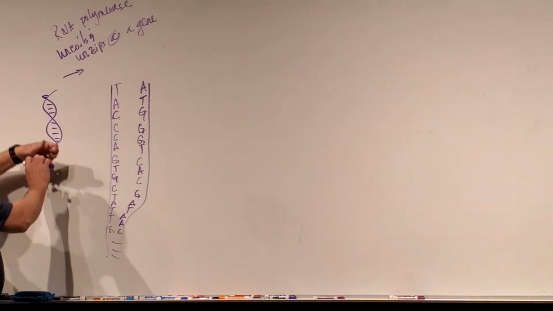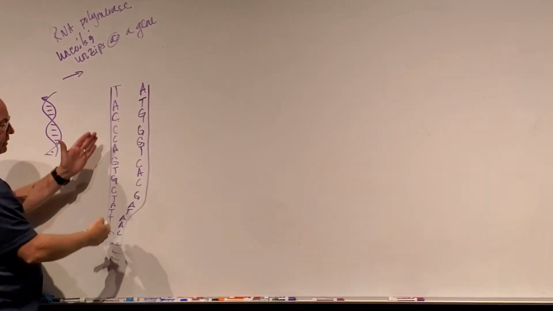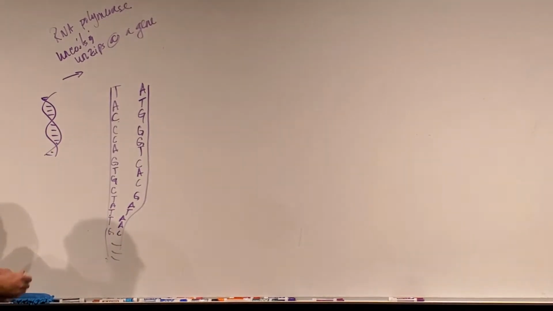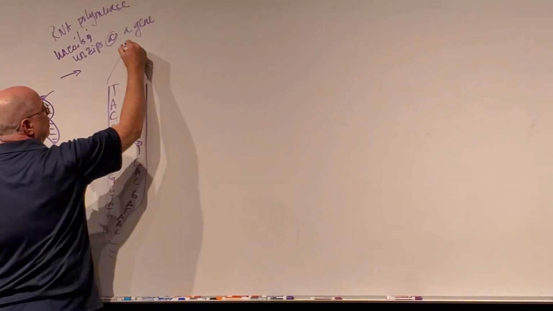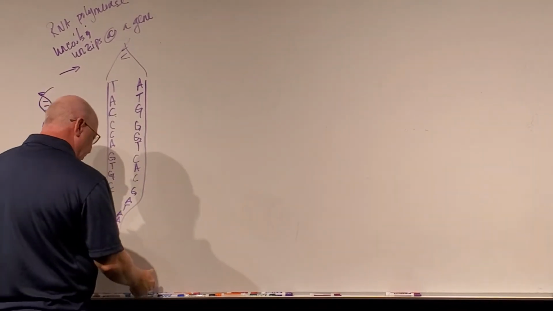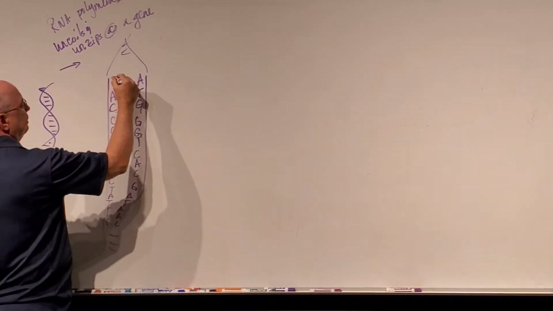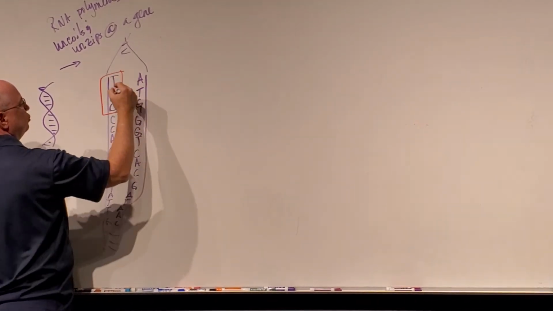So I've actually unzipped the strands and uncoiled them and unzipped them, exposing a series of bases. And further up here, everything's still stuck together. Now, what has done this is a molecule called RNA polymerase. RNA polymerase is going to bind to one of the two strands.